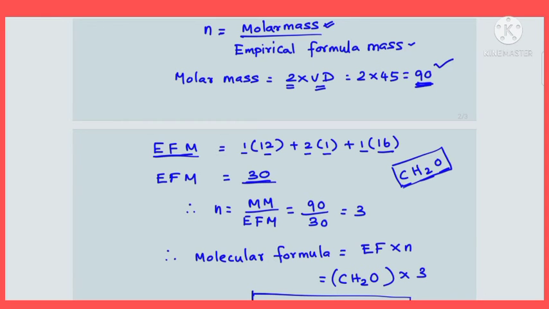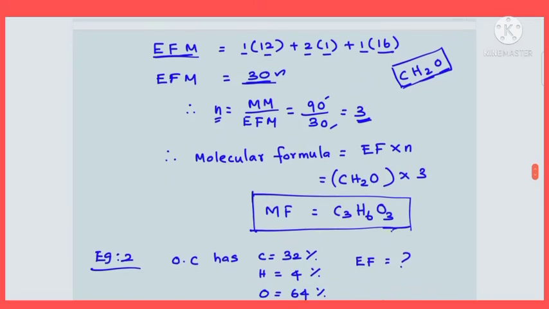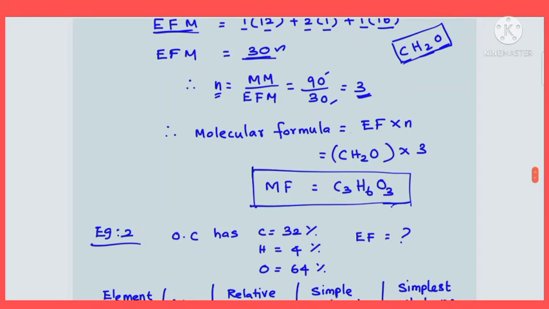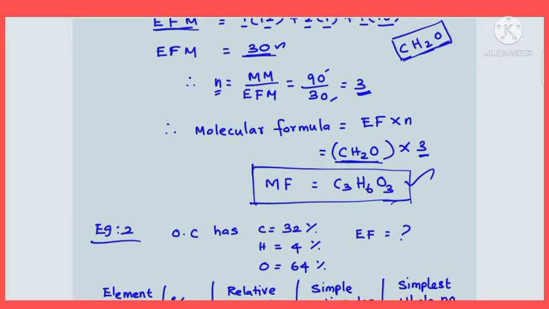So the molar mass is 90 and the empirical formula mass is 30. The n value is the molar mass 90 divided by the empirical formula mass 30, so you get 3. Now that you have the n value, we can go for the molecular formula, equal to empirical formula into n times. When you multiply by 3, you get C3H6O3. That is the molecular formula of the compound.